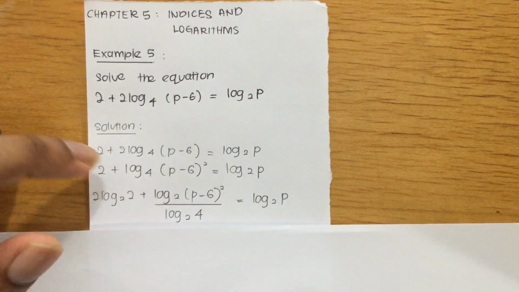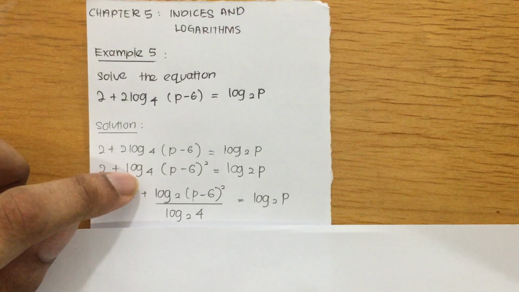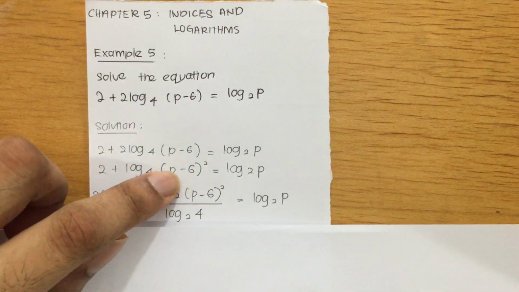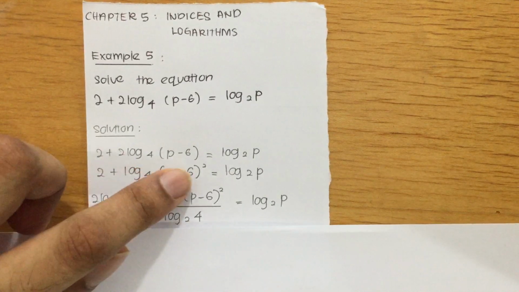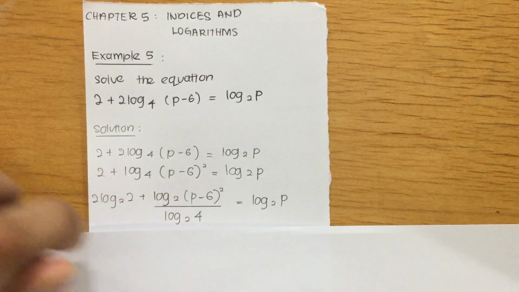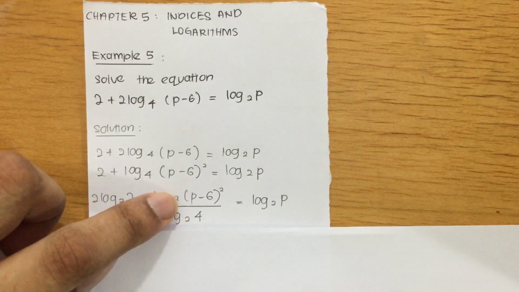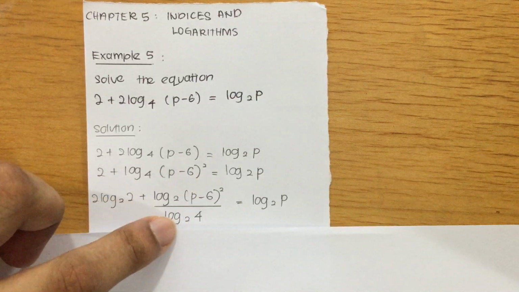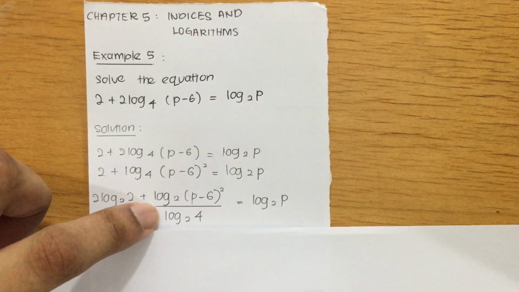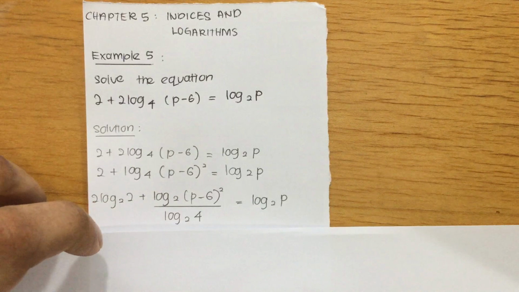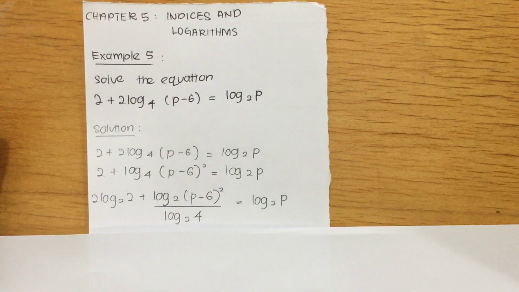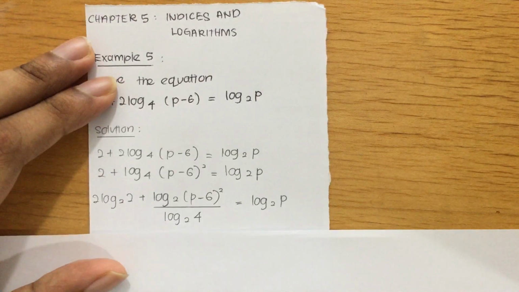So to change the base is very simple guys. From log 4 of p minus 6, so log base 2, you substitute this value p minus 6 squared over here, and then you divide by the original base, log base 2 of 4. So from here you get log base 2 of p minus 6 squared divided by log base 2 of 4. So this is the new base with respect to 2, equals log base 2 of p. Okay, so far so good. So let us proceed.